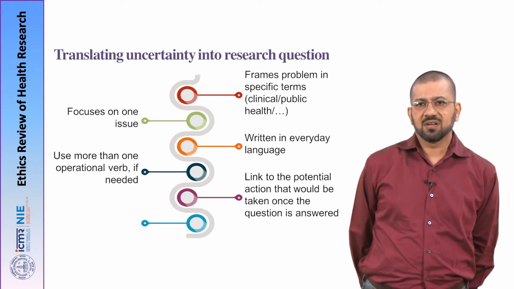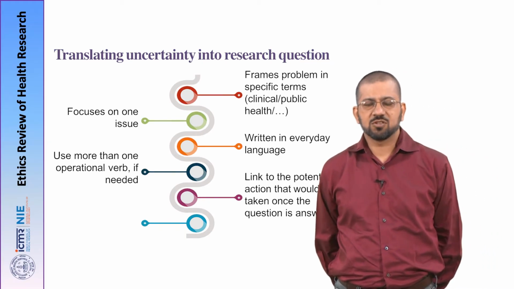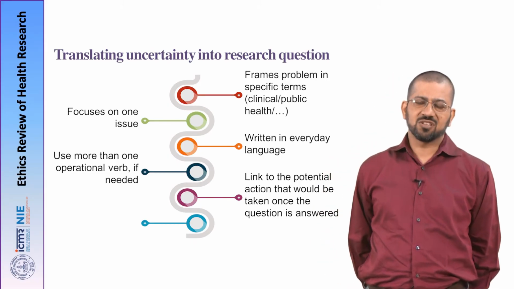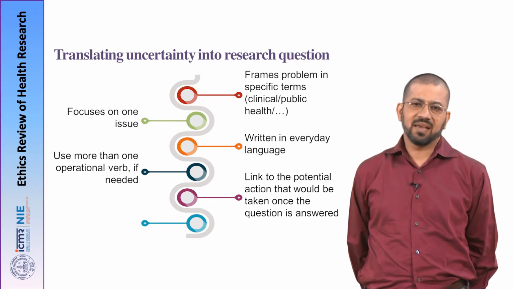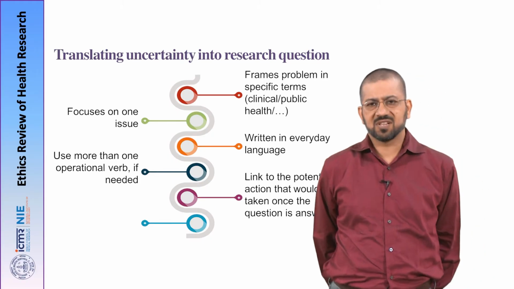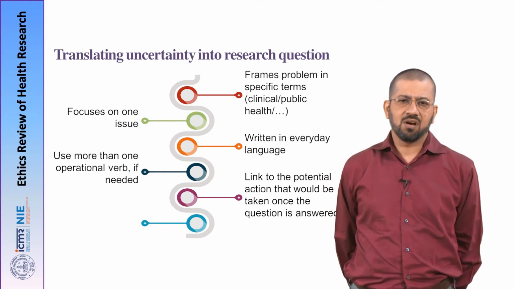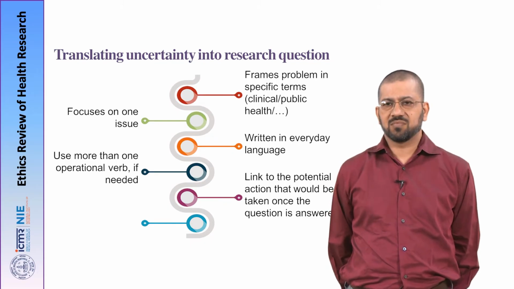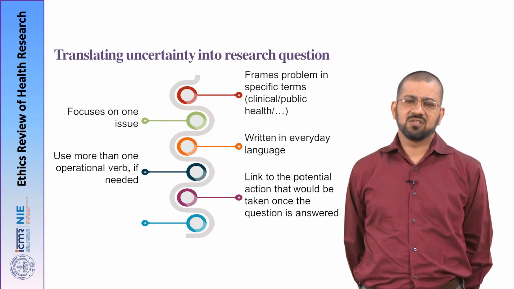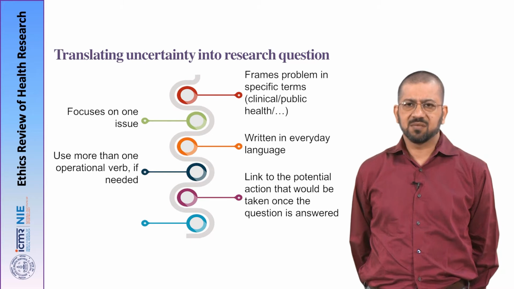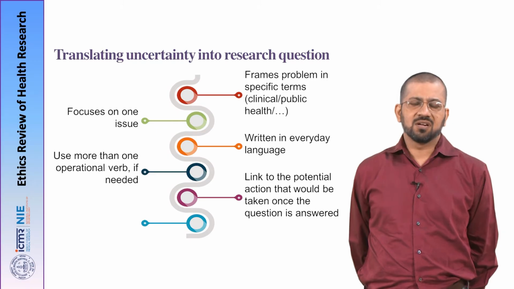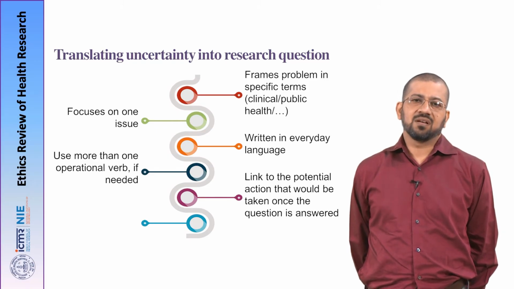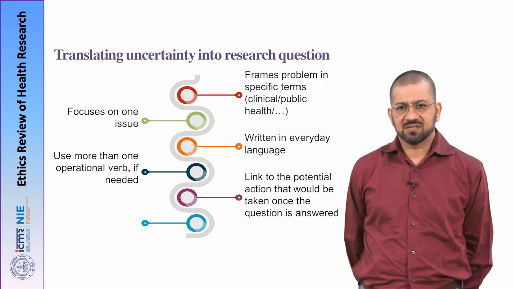A research question is not only a question, but it should also link to the potential action or the potential benefit that would be achieved at the end of the study. For example, if you want to know the burden of tuberculosis in a particular population, the research question could be: what is the burden of tuberculosis in the particular population, in order to provide appropriate diagnostic and management services?